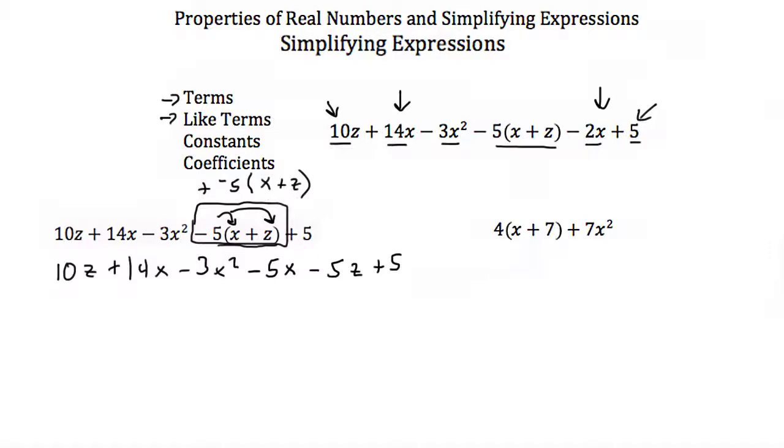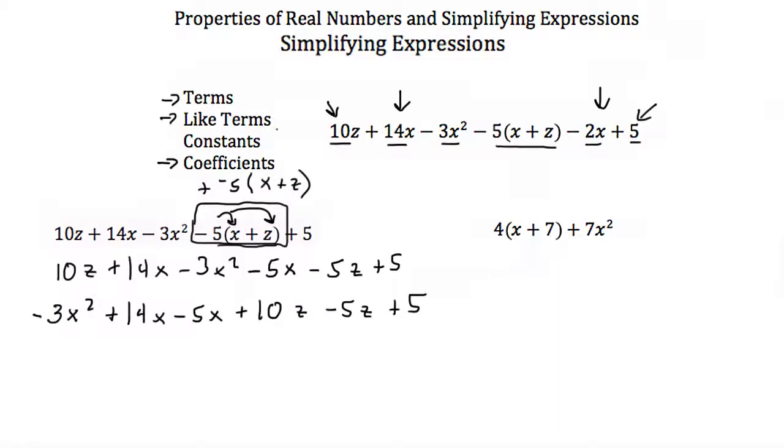Now I'm going to use the commutative property to rearrange our terms and put our like terms next to each other. And when you do this, you typically put your higher power terms first. So I'm going to rewrite this as negative 3x squared plus 14x minus 5x plus 10z minus 5z plus 5.